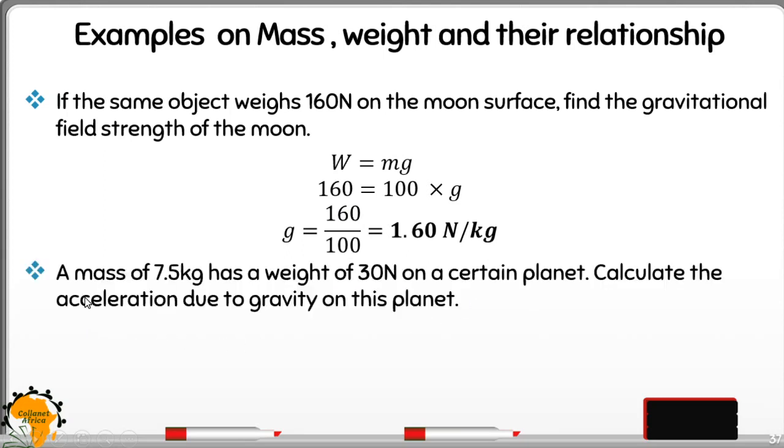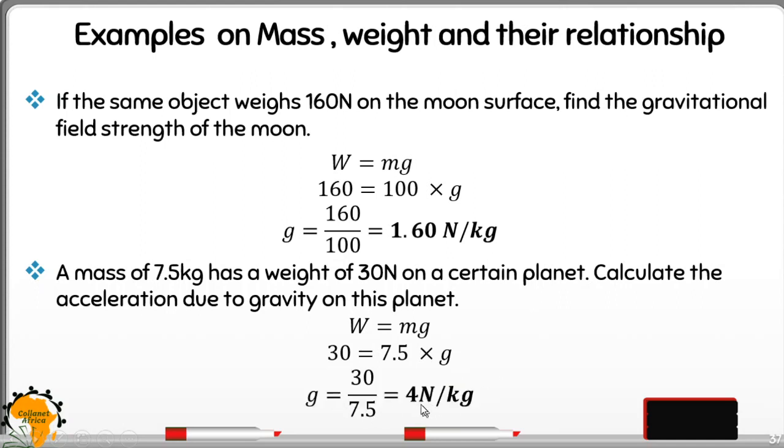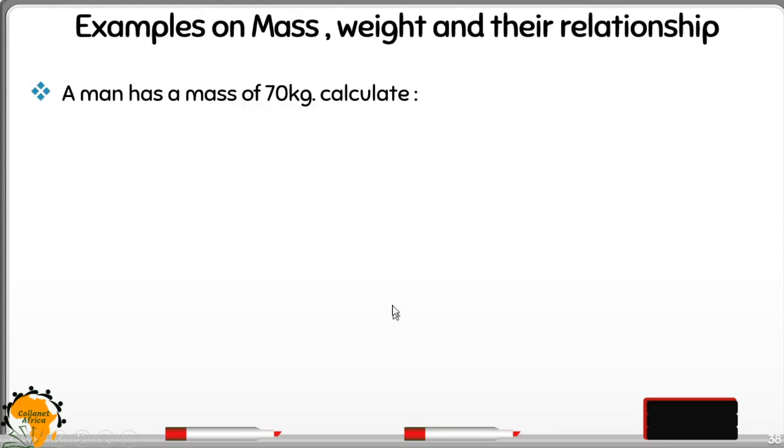Then we have another example. A mass of 7.5 kg has a weight of 30 Newton on the surface of a certain planet. Calculate the acceleration due to gravity on this planet. Again, we start with the formula. We substitute the values. We have 30 Newton. We have 7.5 kg. We are looking for g. So you divide, it becomes 4 Newton per kg. Then we move to another example.